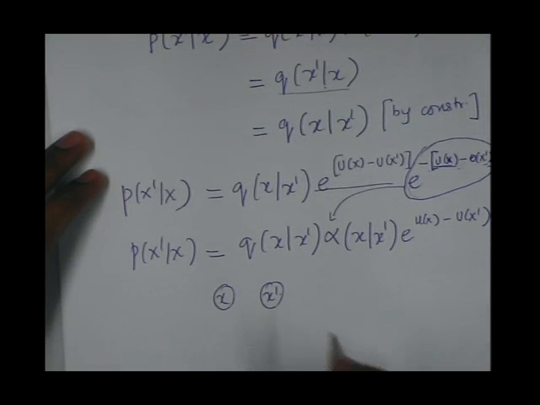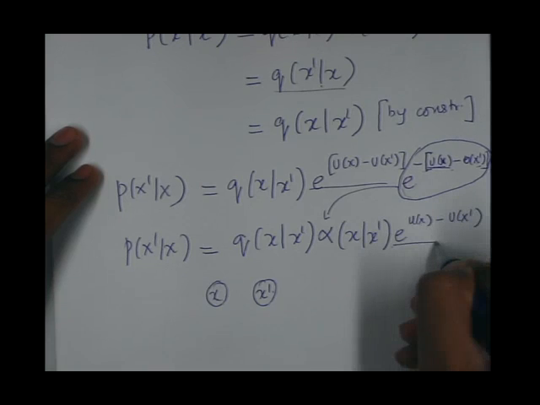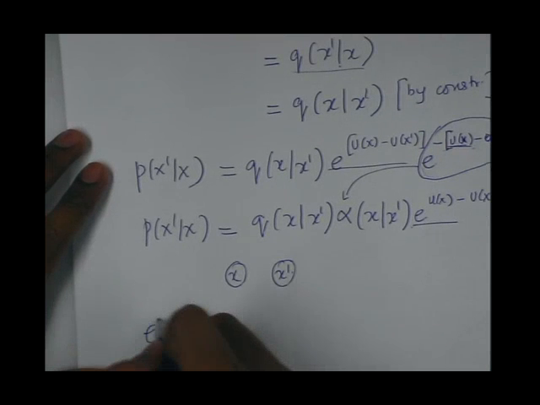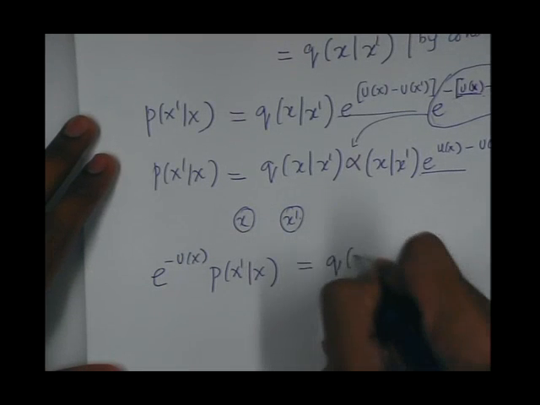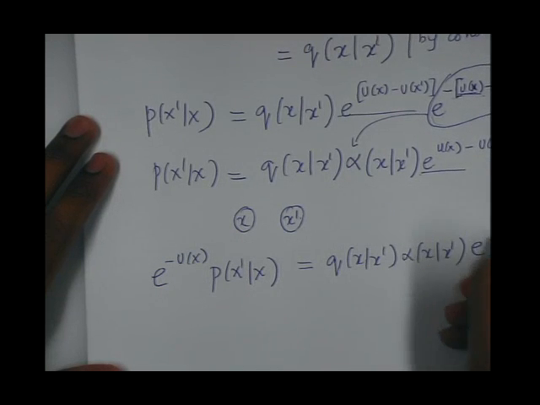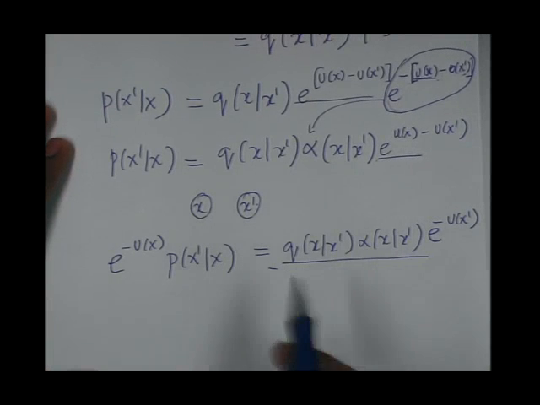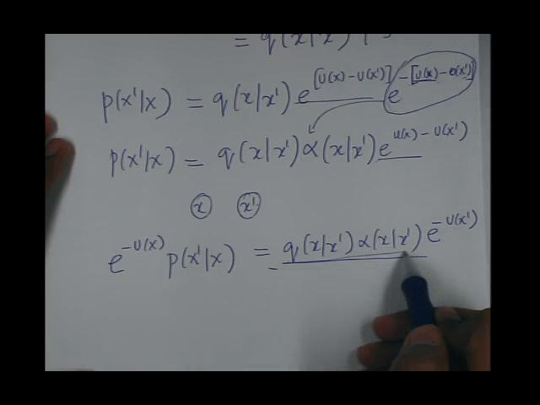Is that okay so far? The last step is then just take the e to the power u of x to the other side. So what you get is e to the power negative u of x times p of x prime given x is simply equal to q of x given x prime, alpha of x given x prime, times e to the power of negative u of x prime. And what do you think this is, for this specific case, when the energy, what do you think this guy over here is?